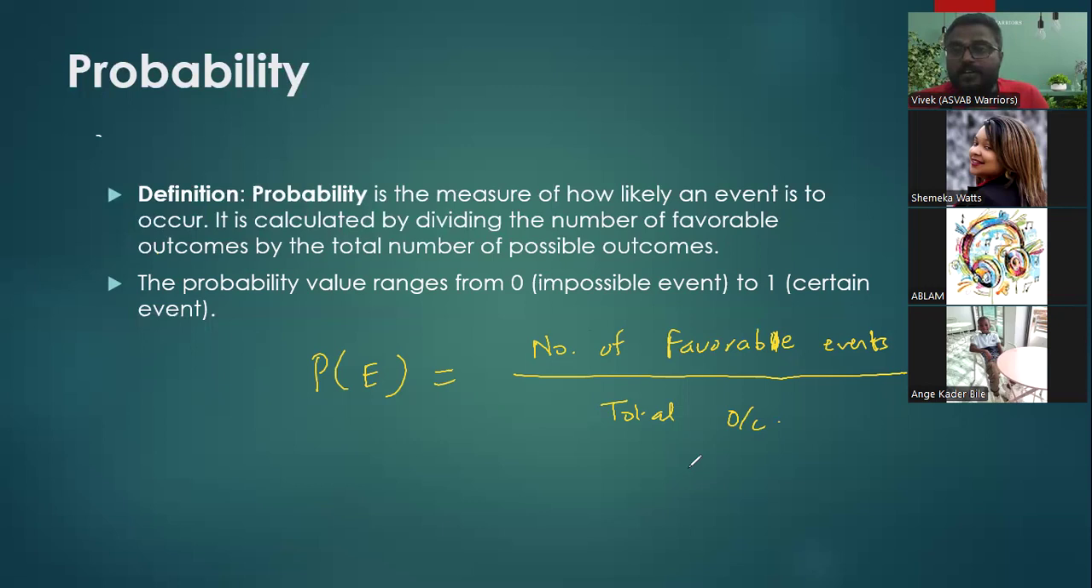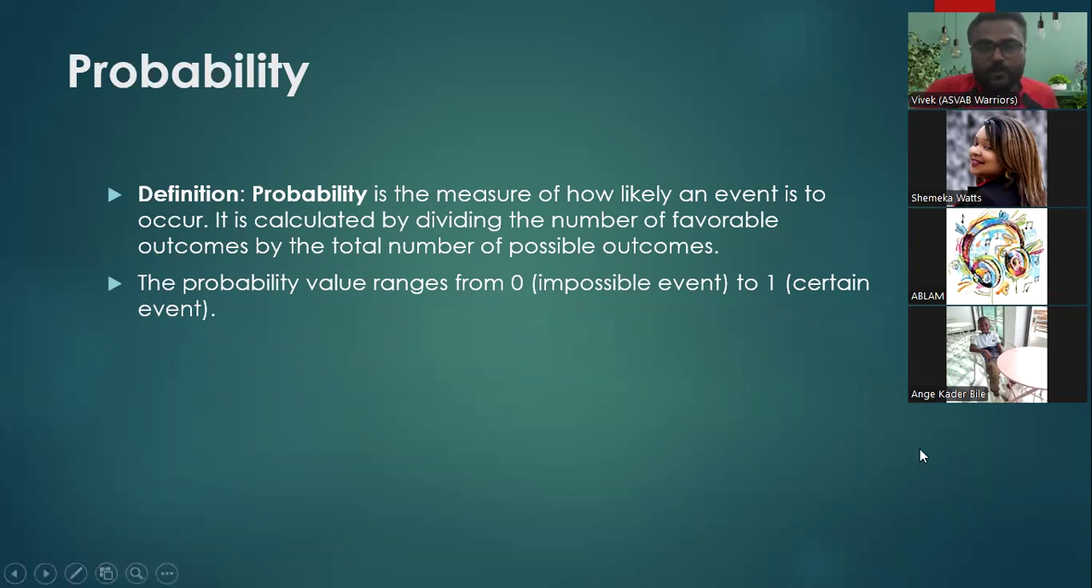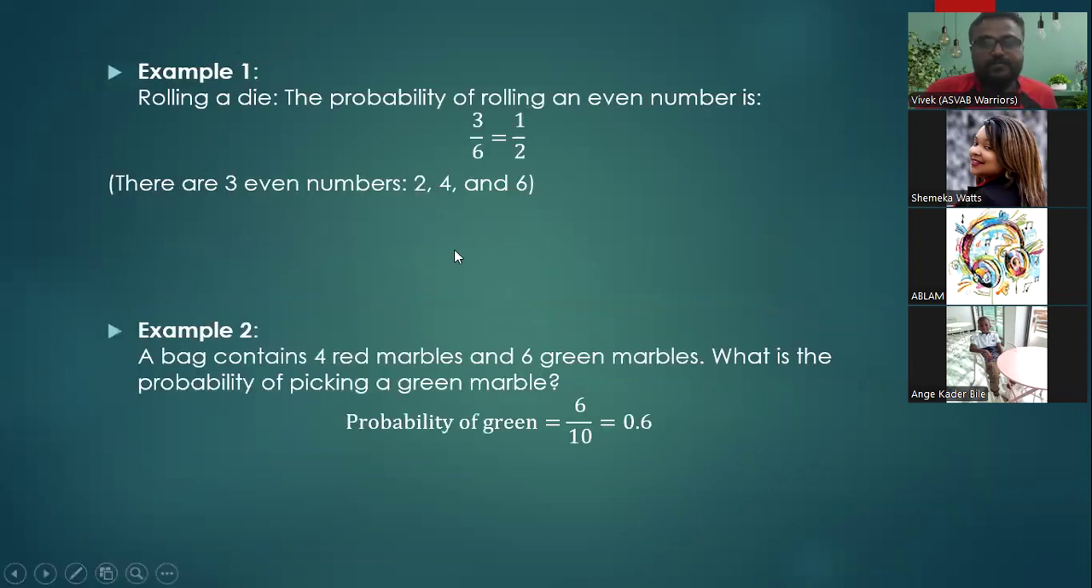And remember, the value of probability will always lie between 0 and 1. It will never be less than 0, never more than 1. It will always be equal to 0 or in between 0 to 1. And at the max, it is going to be 1. Let's try to solve some questions and understand it better.